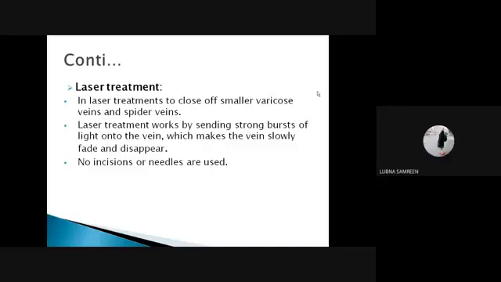The other one is laser treatment. In laser treatment, to close off smaller varicose veins and spider veins, it works by sending strong bursts of light into the vein, which makes the vein slowly fade and disappear. No incisions or needles are used.